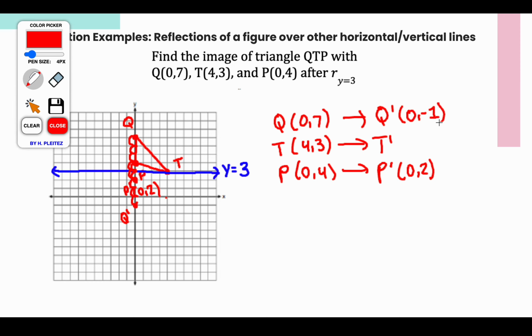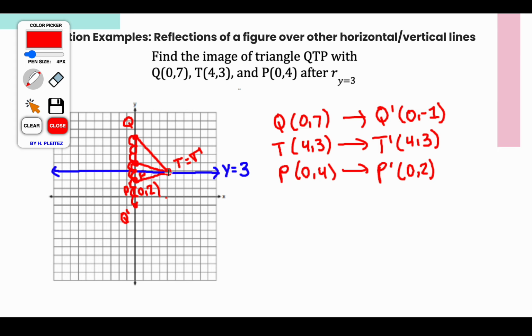And then for T prime, this is actually interesting because the point T is on our line of reflection. So if you think about it, technically, T is 0 units away from our line of reflection. So if we want to create that mirror image on the other side, we need to go 0 units. So it actually turns out that T is the same point as T prime. So T does not change, or the coordinates of T prime and T are going to be the same since T lies on our line of reflection.